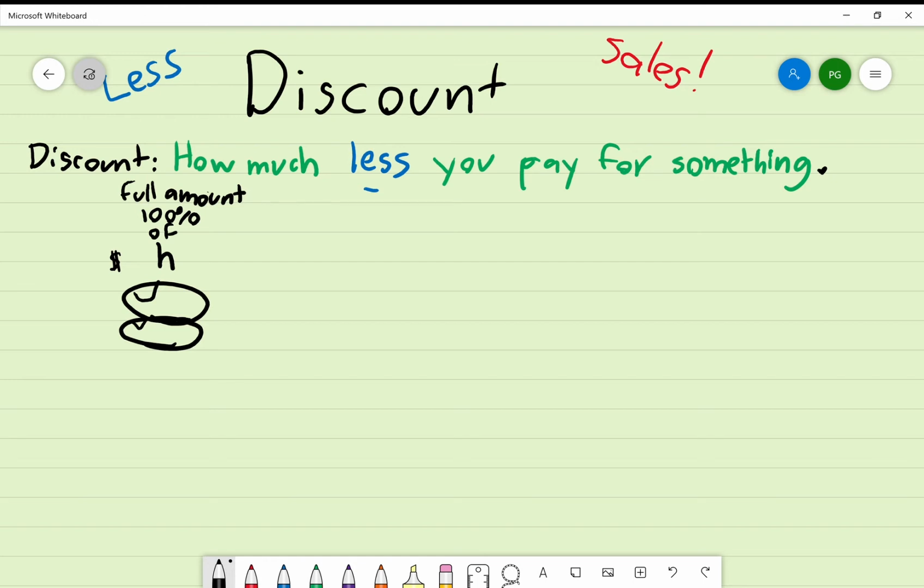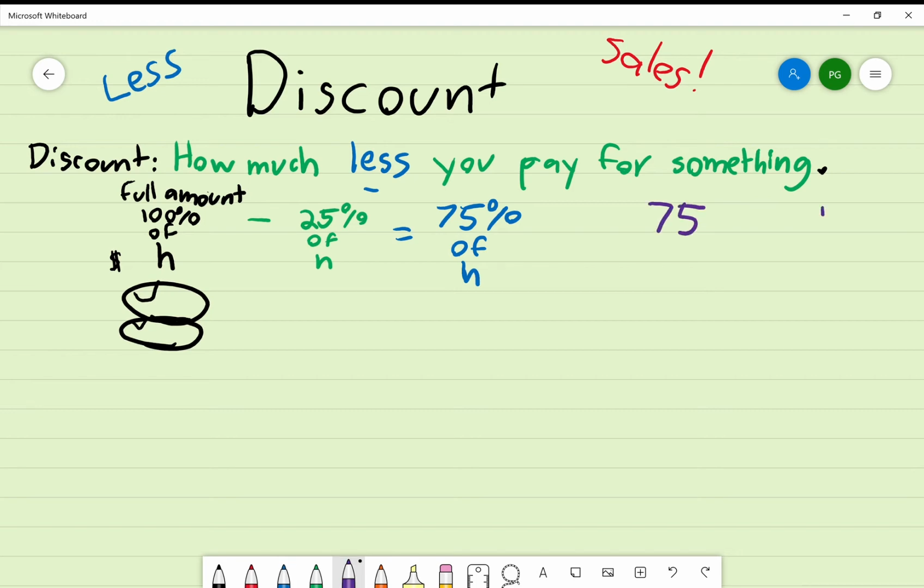But guess what? There's a sale going on, and the sale is for a 25% discount. Now, if it's a discount, that 25% is going to be subtracted. So it's 25% of H that we're taking away from the price. 100 minus 25 equals 75. So 75% of H. Think about it. If it used to be 100%, but you're taking 25% off, you're only paying 75% of the original price.